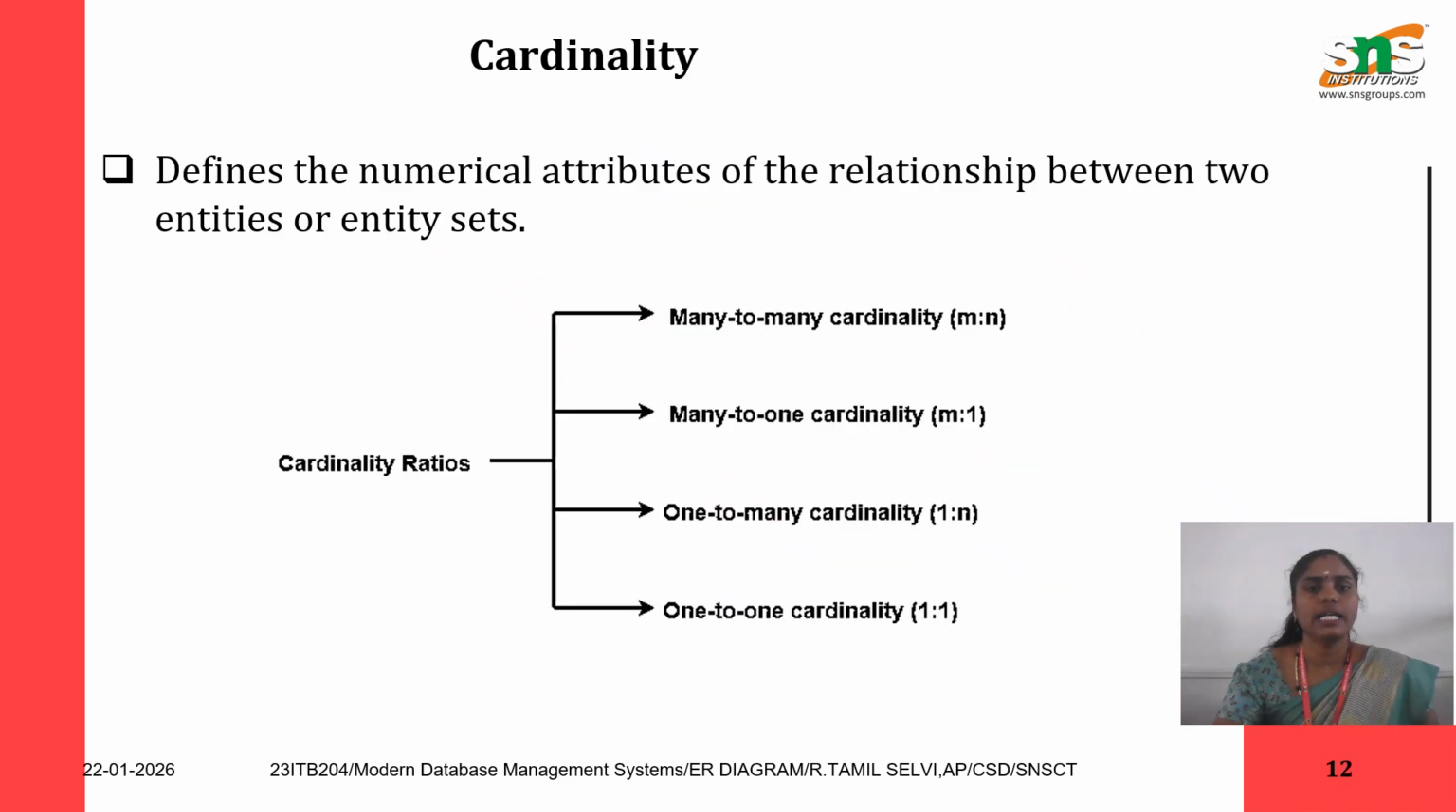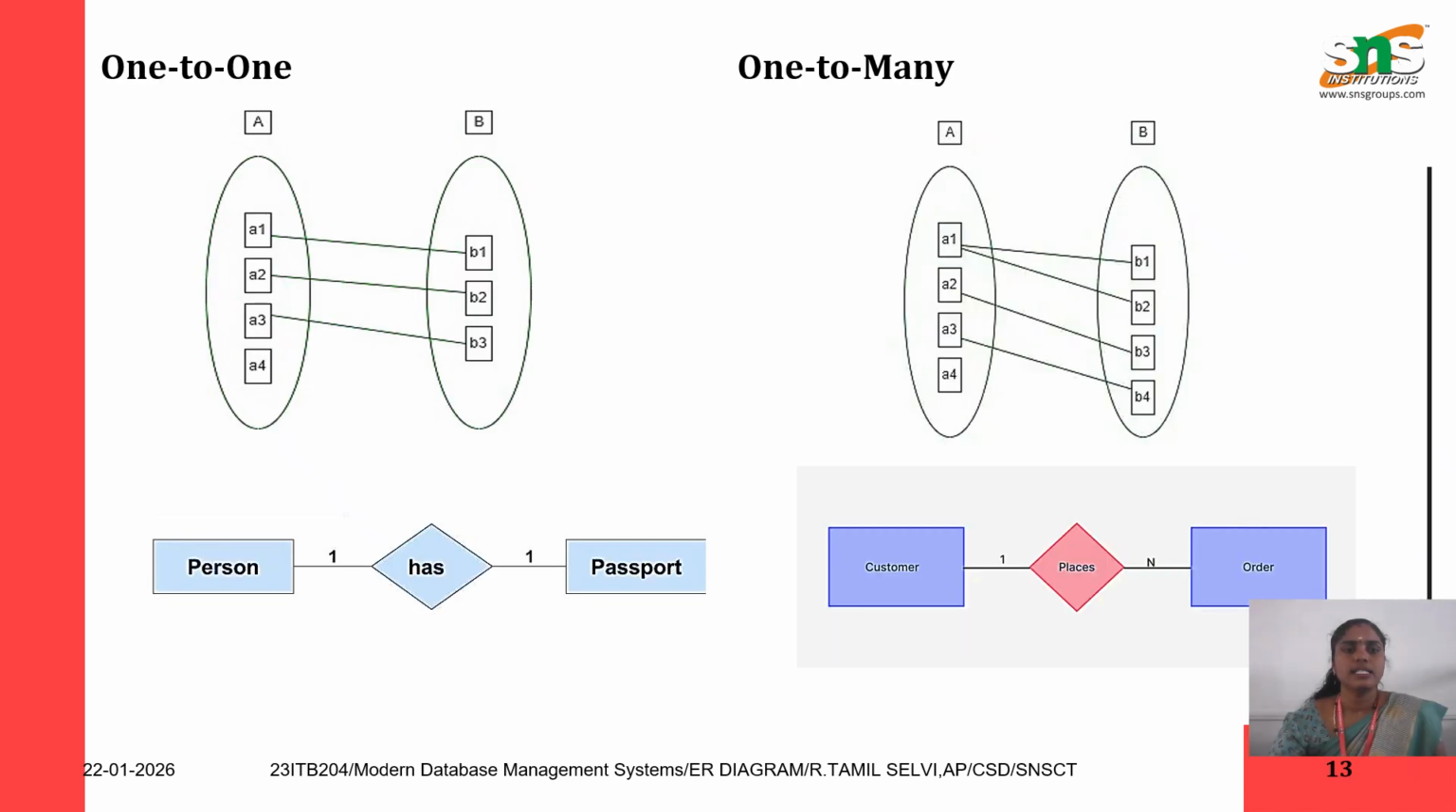Next one, cardinality. Cardinality defines the relation between two or more entities and entity sets. We have four types in cardinality ratio, that is many to many, many to one, one to many, and one to one. Let's consider this example.